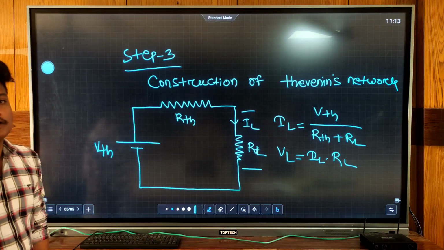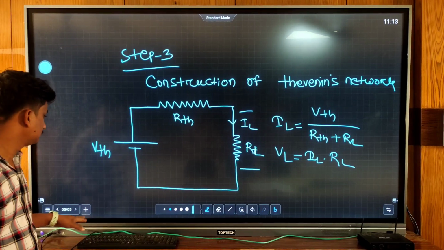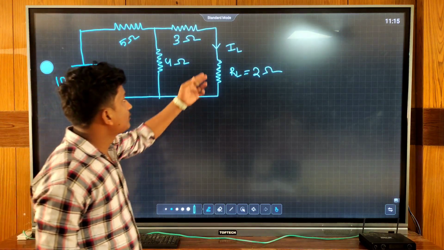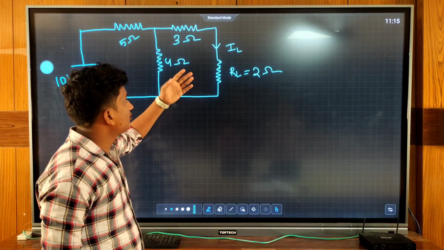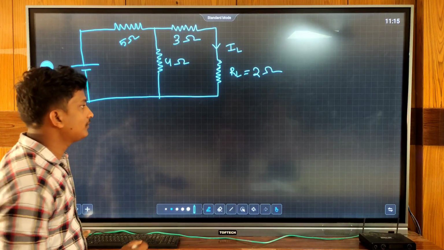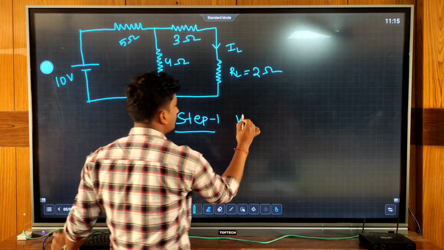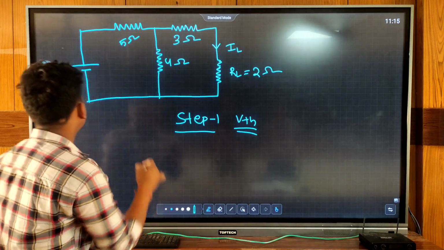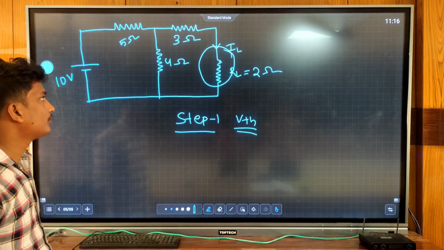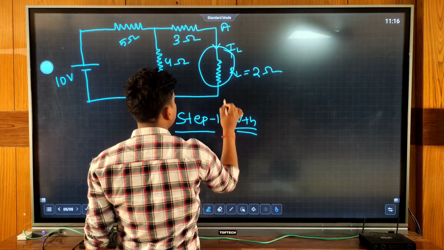Let's do an example for better understanding. So I am going to solve this network. The main aim is to calculate IL here. For calculation of IL, I am going to use Thevenin's theorem. First, in step number 1, we have to calculate VTH. As said before, for calculation of VTH, this load network is removed. First, this load network is removed or open circuited, and VTH is measured across these 2 points. I am taking these points as A and B.